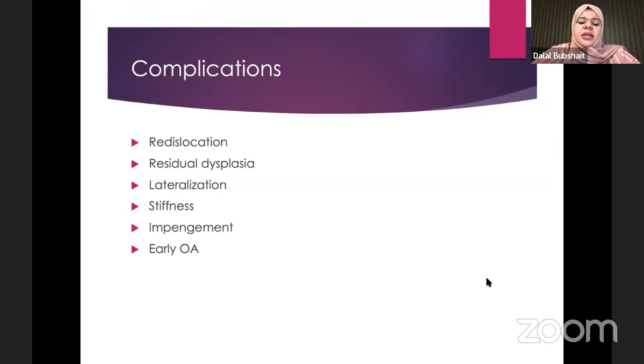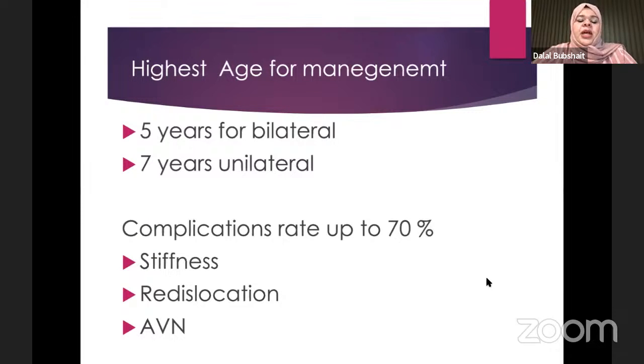Common complications are, as we said, redislocation if you don't do a proper osteotomy for the patient, residual dysplasia if you don't correct the acetabular index properly, lateralization if you don't do proper soft tissue releases, stiffness of the hip and impingement if you overcorrect the acetabulum, and early osteoarthritis, if they end up even without any treatment.